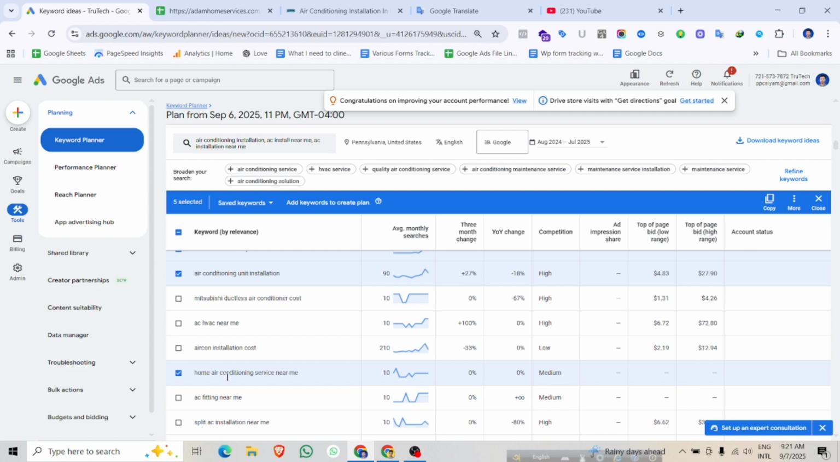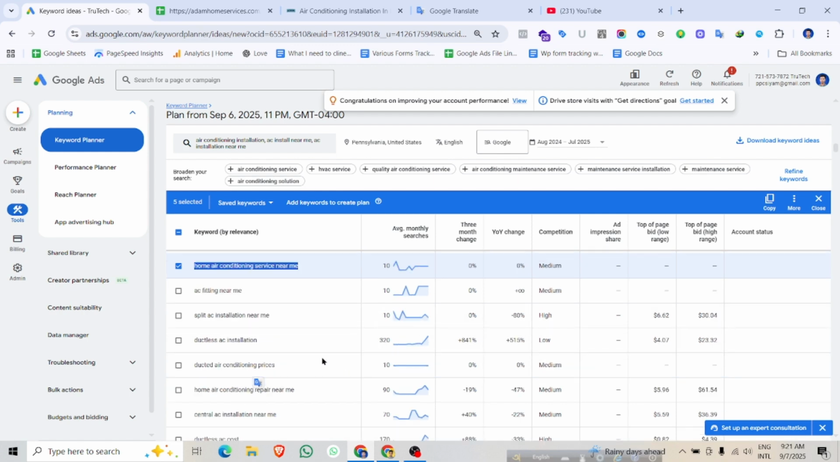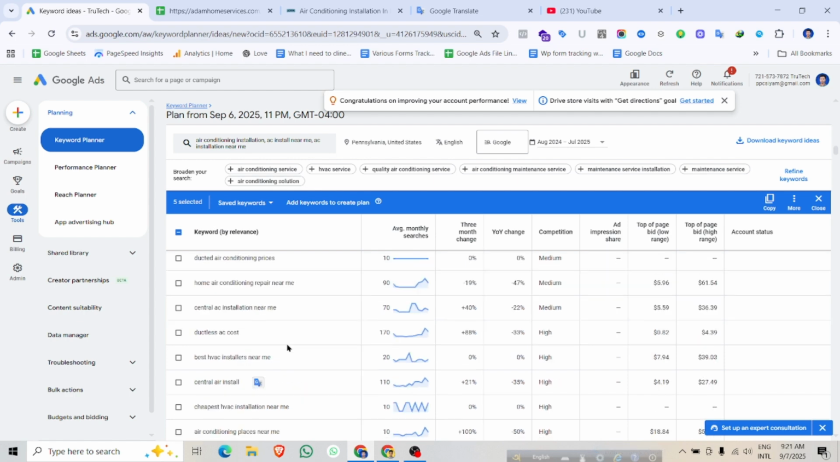so you cannot put down this type of keywords. Residential or home is the same type of words for homeowners. Okay, AC is back near me, the intent is not clear, so you should not select this type of keywords. Home air conditioning repair, our target is installation. Central AC installation near me, you can put these keywords. Best HVAC installer near me, this is also good.